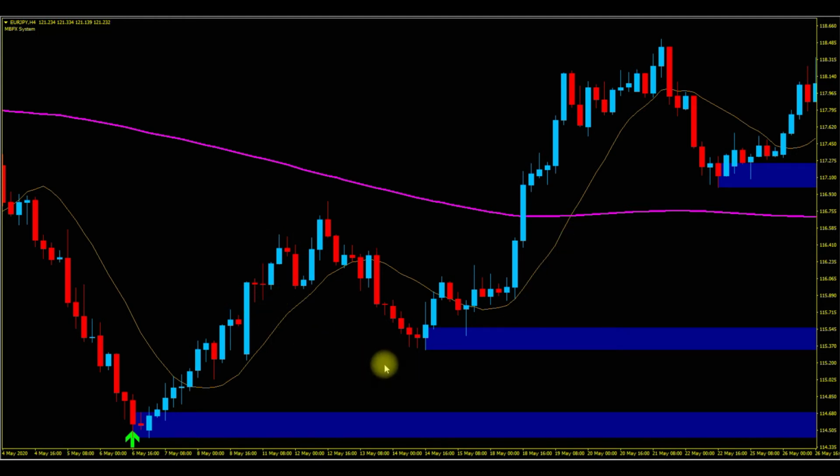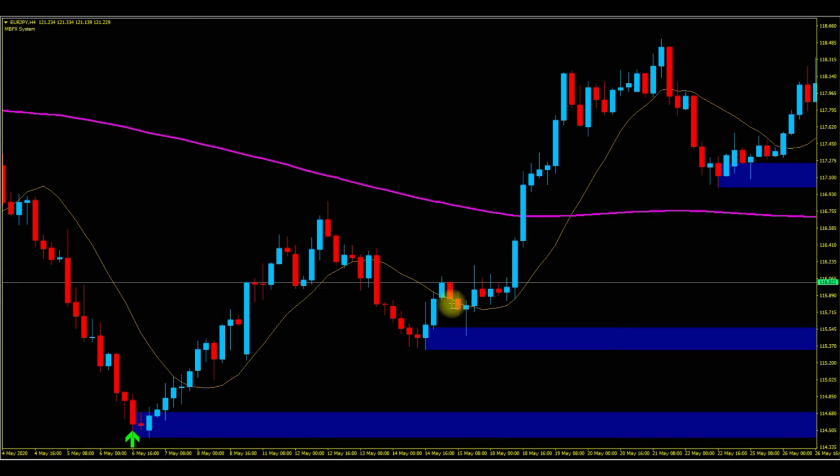So our conditions are same direction as the trend. The trend is up, so we want to be looking for buys in the market, and then we want the candle price to close above our 14 moving average. You can see that this candle here closes above the 14 moving average. That's our trade, and that's where we get into the market.